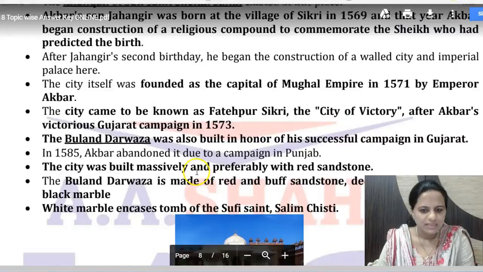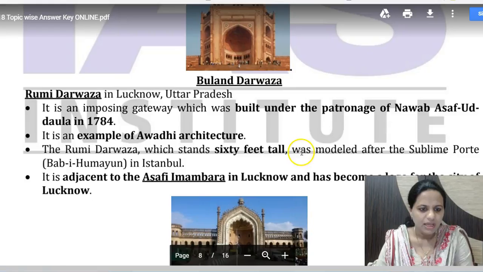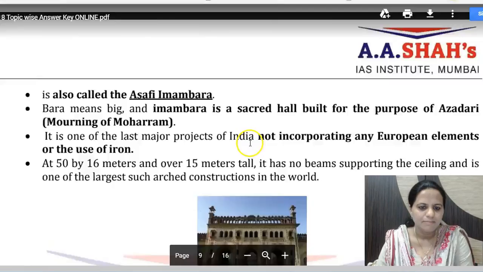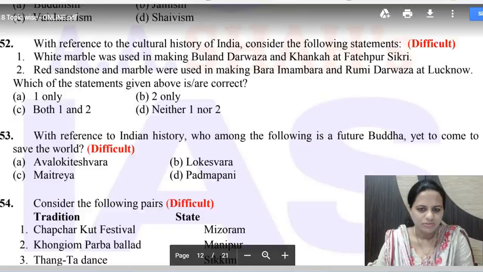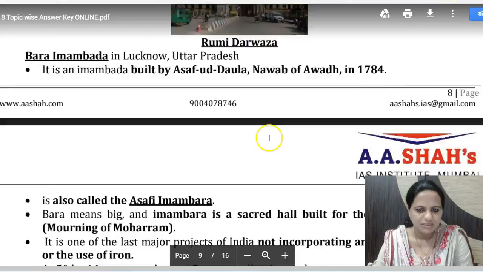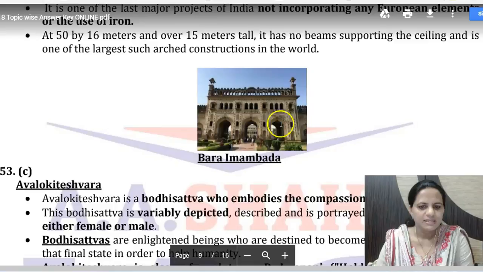So this is the tomb of Sufi Saint Salim Chishti in Fatehpur Sikri. This is the Buland Darwaza adjacent to it. And this is regarding the Rumi Darwaza in Lucknow and Bada Imambara. So here there is no marble as such being used, and not even red sandstone. So this is not red sandstone, as you can see from the images. Sandstone is rather used in Buland Darwaza as such. So here the 52, the correct answer is D. This is the red sandstone.